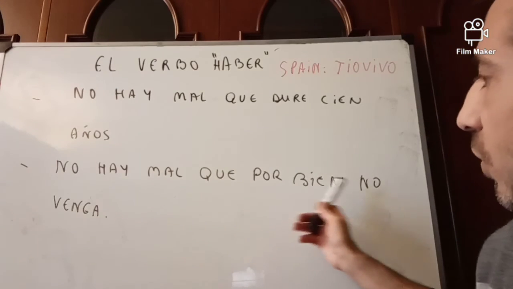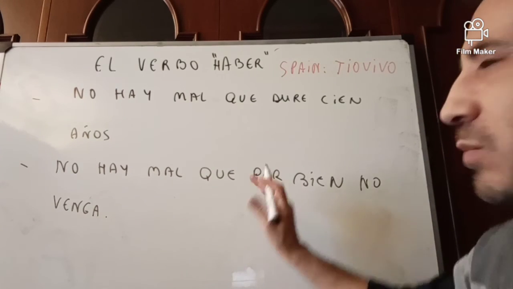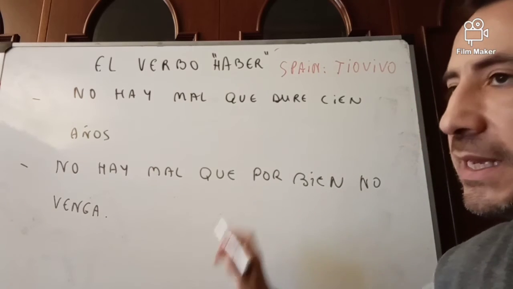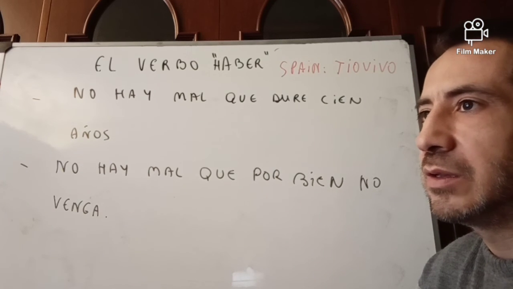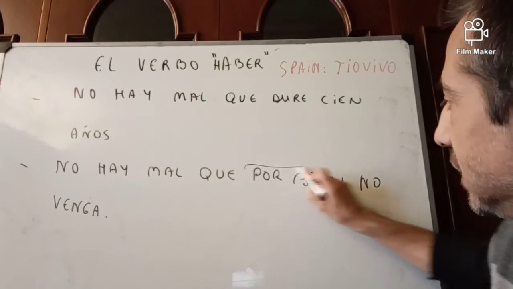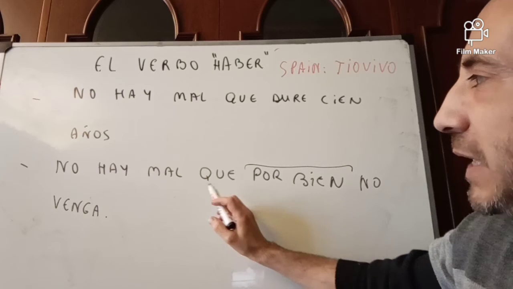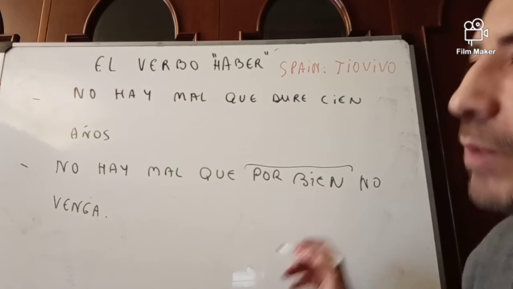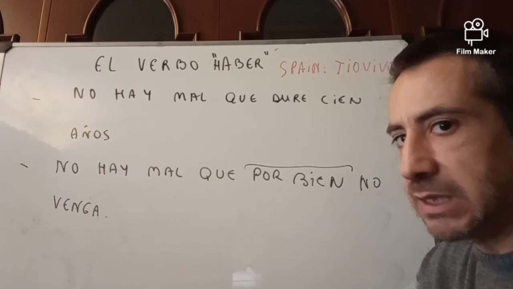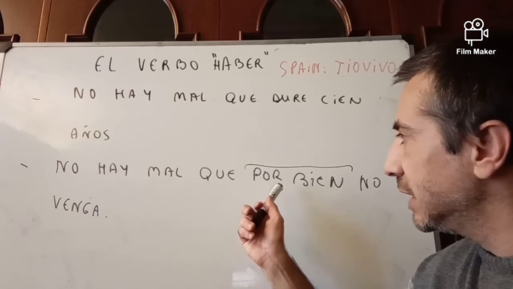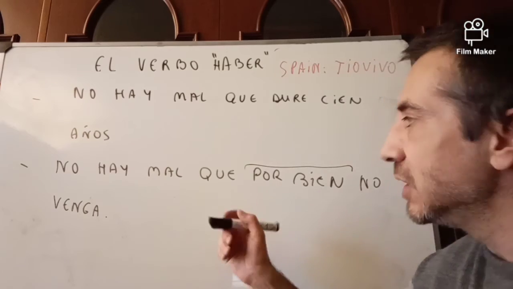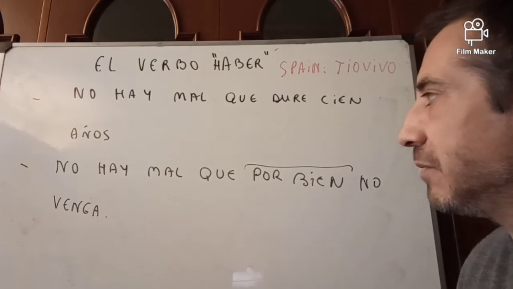No hay mal que por bien no venga. Well, here the translation is literal, but it's more poetic than the other one because we have hyperbaton here. We could say no hay mal que no venga por bien. That would be the Spanish word order. But here it sounds more as if taken from literature. No hay mal que por bien no venga.